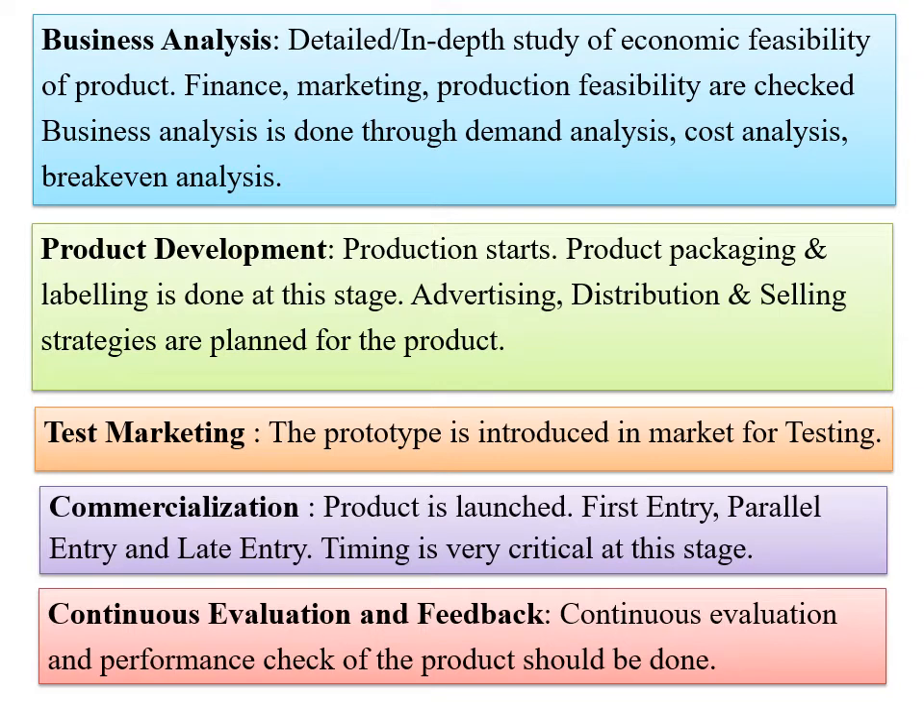Then the next stage, which is the most important one, is product development. That is the fifth stage. At this stage, the production starts. The product packaging and labeling are also done at this stage. The marketing mix and the product mix are developed at this stage. Apart from this, the advertising, distribution channel and selling strategies are also planned for a successful launch of the new product.